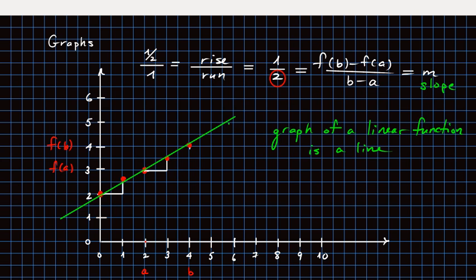In this case, the slope is kind of shallow. It's only 1/2. If instead we had a 2 divided by 1, then we get a steeper line. So that's why it's called the slope. It measures how steep the line is. Okay, so that's how we think about linear functions in terms of graphs.